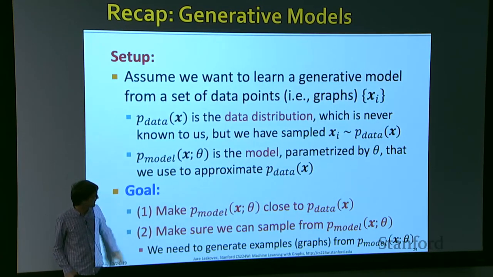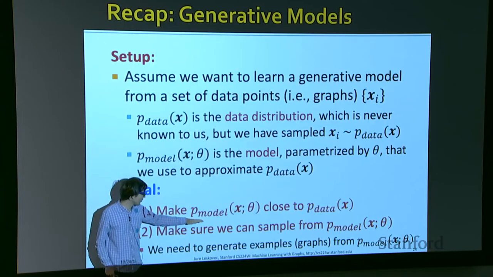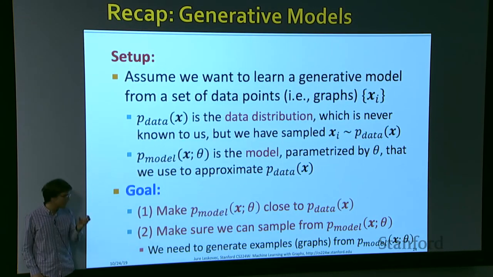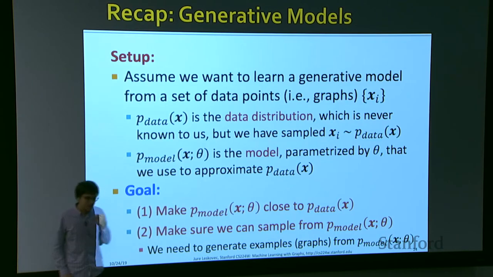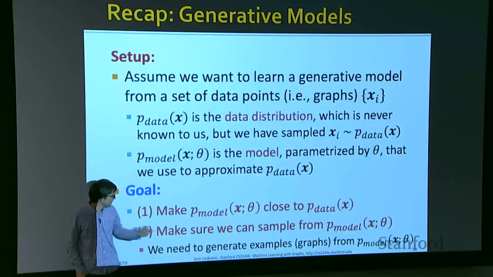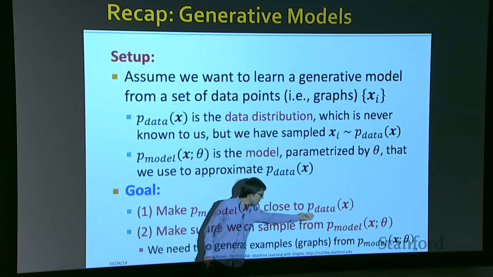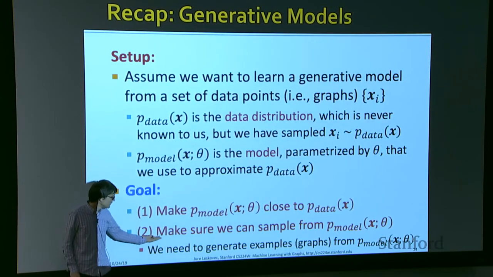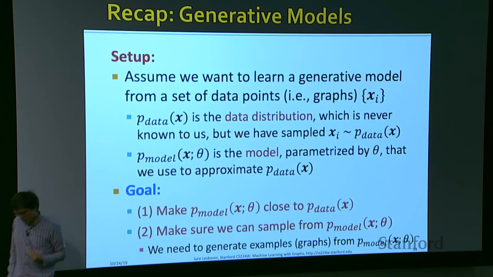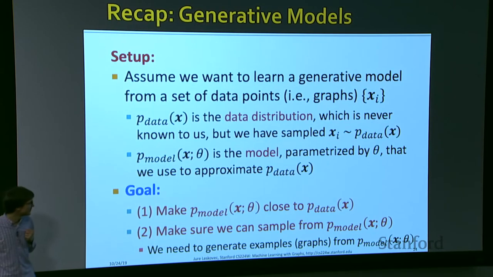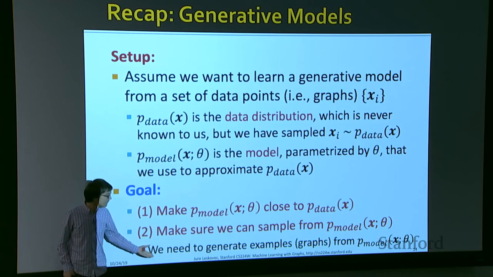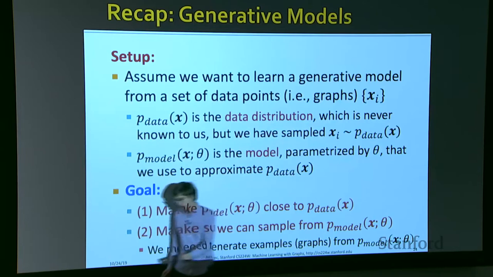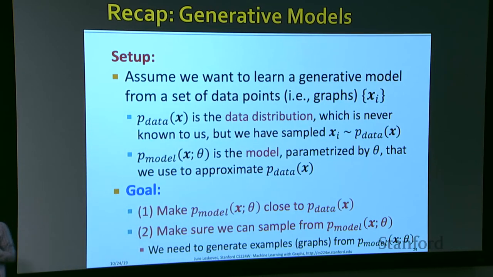So what's the goal? The goal is to make P model as close to P data as possible. And there is an additional requirement: not only do we need to be able to match or fit this distribution, we need to be able to sample from it. We need to be able to draw new instances from that distribution, which in our case means we need to generate graphs from this distribution, right? So we have two requirements.